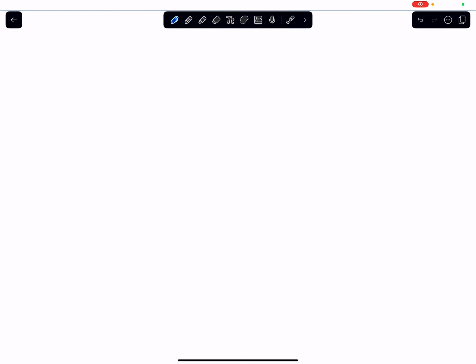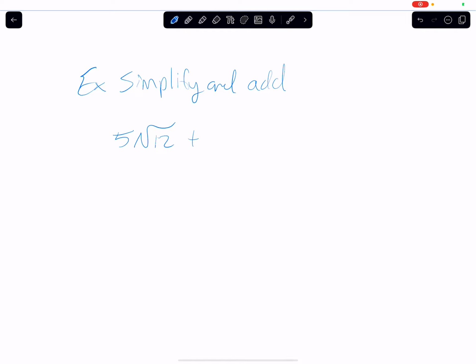If we're given a radical expression that requires addition or subtraction of square roots, and we need to simplify it, we first need to simplify each radical expression. So example, simplify and add. So let's imagine that we have 5 times the square root of 12 plus 2 times the square root of 3. Again, this looks like we can't do this problem because they have different radicands. But it turns out that we can simplify that radical to be 5 times the square root of 3 times the square root of 4 plus 2 times the square root of 3.